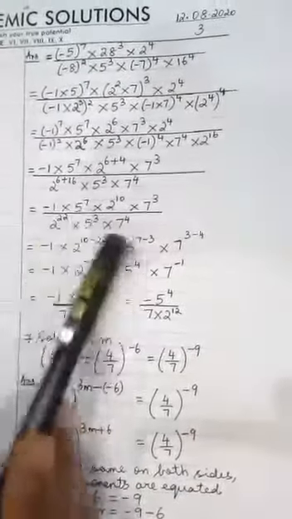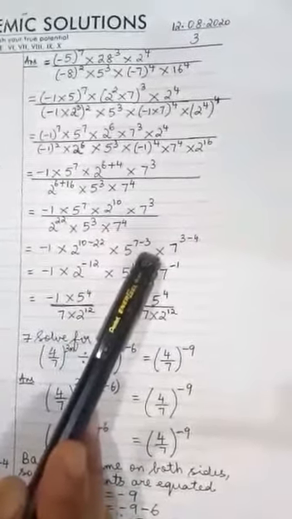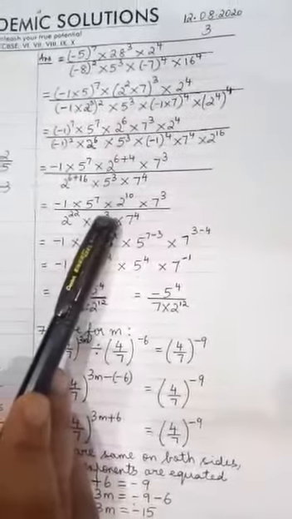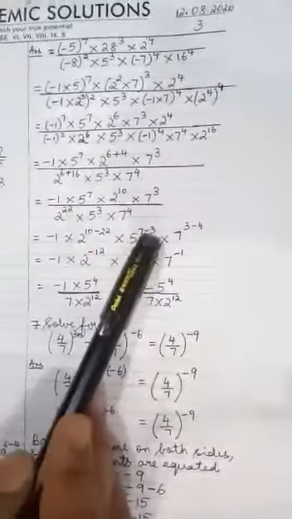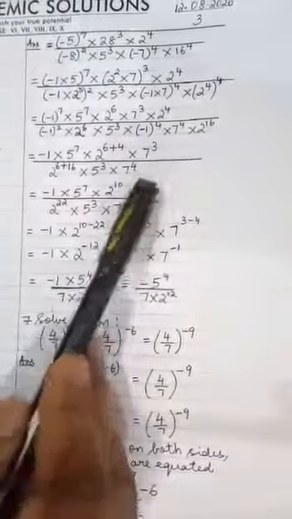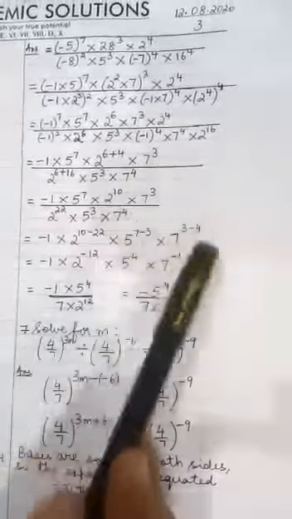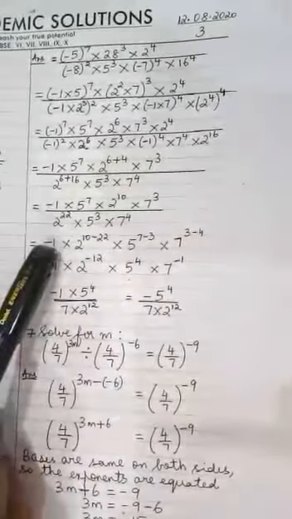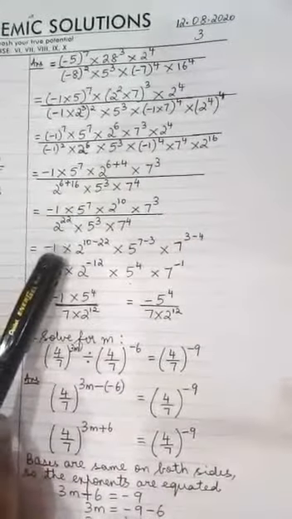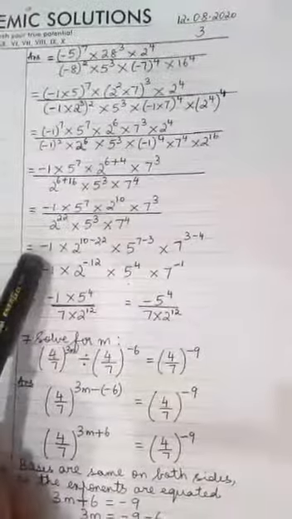5 power 7 divided by 5 cubed. So 5 to the power 7 minus 3. Or in other words, this power 3 is in the denominator, plus 3. So it goes up to the numerator as minus 3. Simplify this. Bases are same. Division. Subtract the powers. 4 goes up as minus 4. And minus 1 as it is. Minus 1 cannot be ignored. Multiplied by 1 can be ignored. Multiplied by minus 1 cannot be ignored. You'll have to write it.